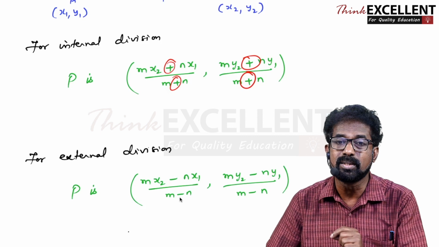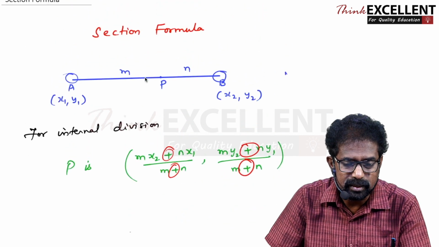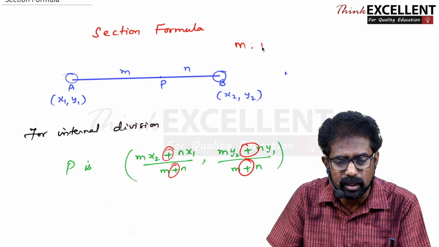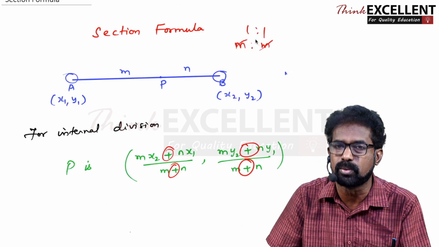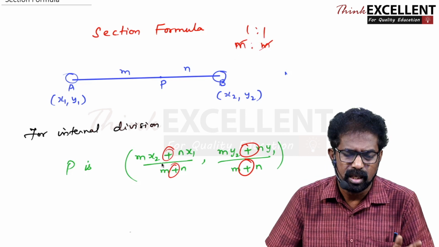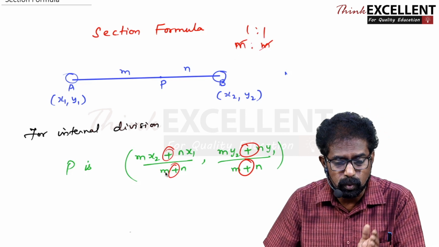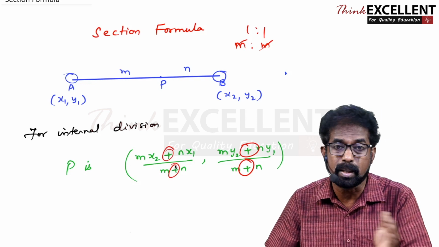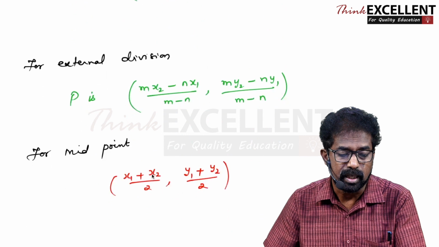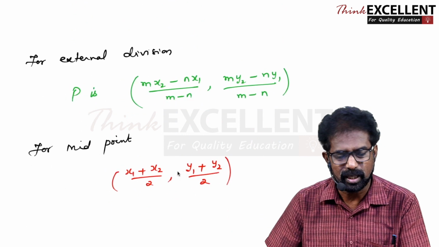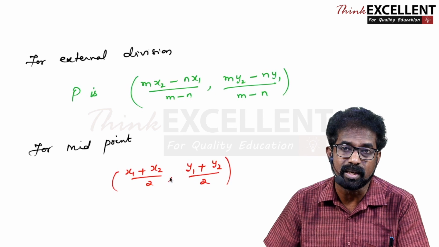Then midpoint. Suppose P is in the middle. Then the ratio m is to n. m is to n, we cancel that, so m is to n becomes 1:1. Then everything, m and n, is 1. So x2 plus x1 by 1 plus 1. 1 plus 1 is what, 2. So x2 plus x1 by 2, and if you write it in order, x1 plus x2 by 2, y1 plus y2 by 2. Okay, so using this you can find the midpoint.